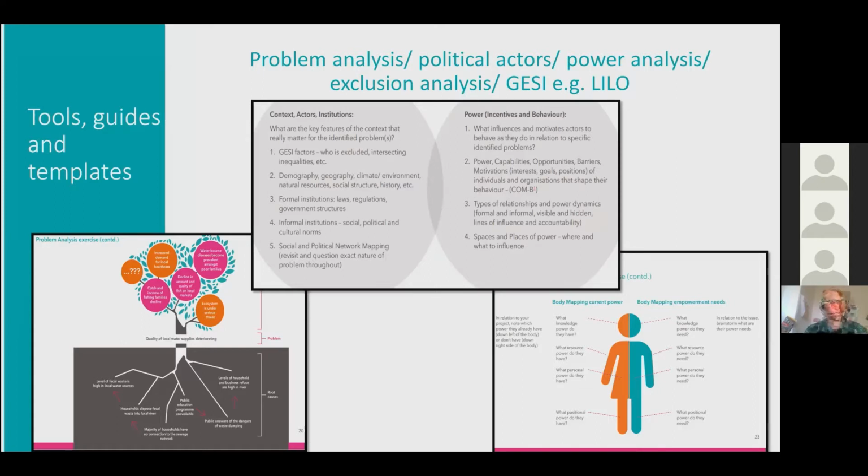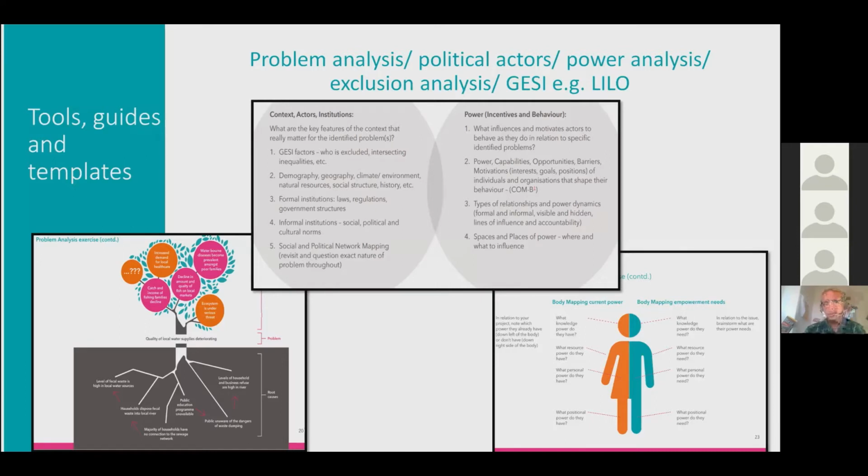Hopefully that gives you a bit of a guide on that. We've also got power analysis tools. So the one showing on the screen there, if you can see it, is a body mapping tool which identifies power: personal, resource, positional, and inner power. So many people will be familiar with that one.